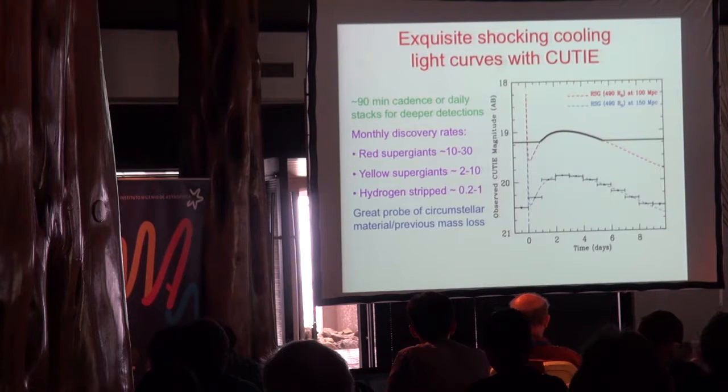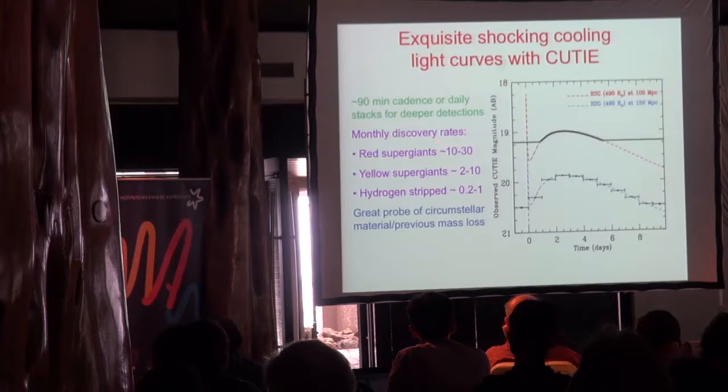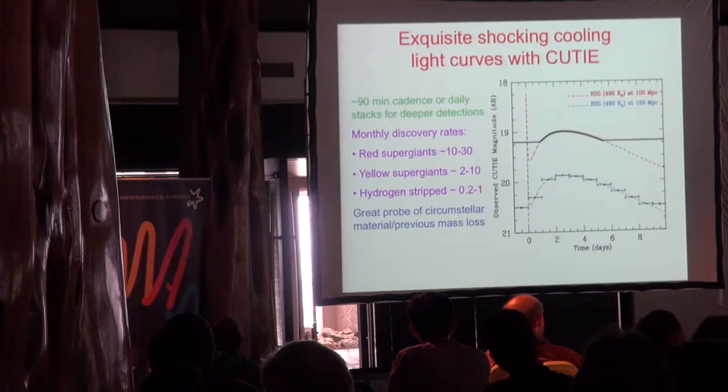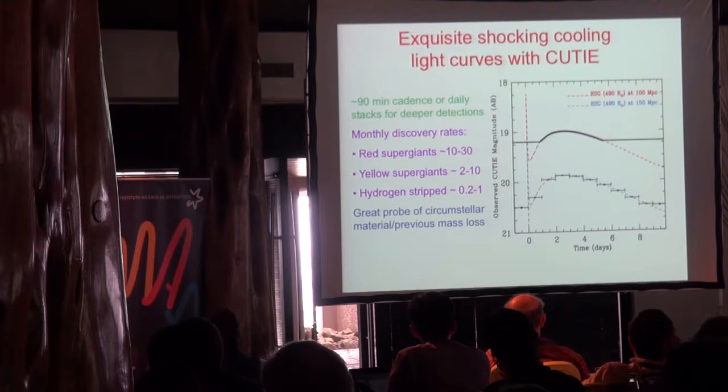And the monthly discovery rates sound really promising. With just this mode of operation, you're going to have something like 10 red supergiants a month, and maybe even more if you do stacking. Two yellow supergiants, these double peak things that I was talking about before. And maybe a hydrogen-stripped supernova once a month or so. In addition, this is going to be a great probe of the circumstellar material and the previous mass loss that these stars have had. So I'm really excited about having some sort of project like this in the future.